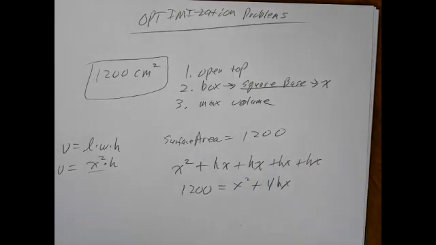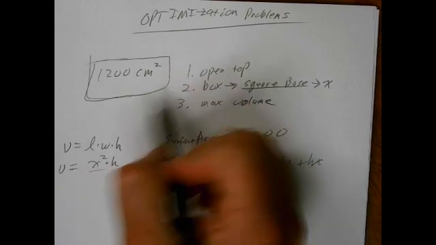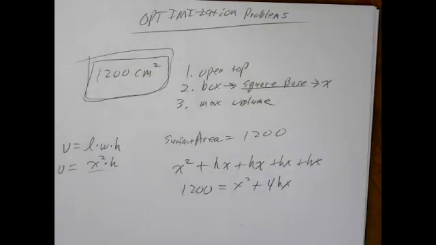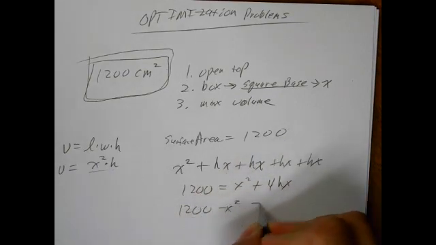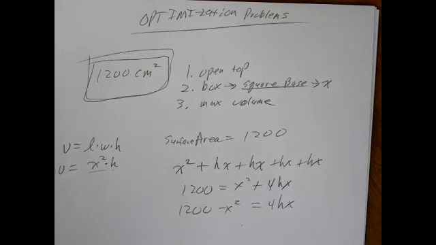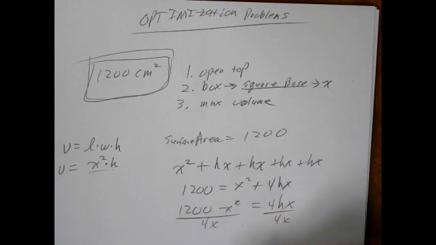Okay, now what that brings me back to is this equation that had too many variables in it. This additional piece of information, 1200 being the surface area of the box, has allowed me to set up an equation that has an h in it right here, as well as the x's. All right, so what I would do is I'd move the x squared to the other side, divide by 4x, and that gives me my h.